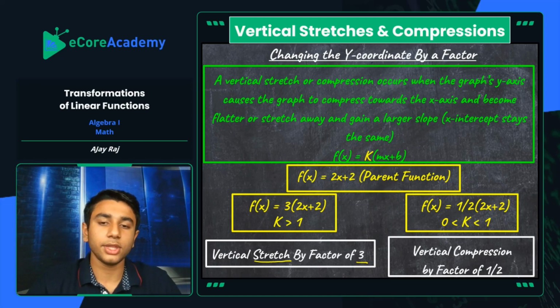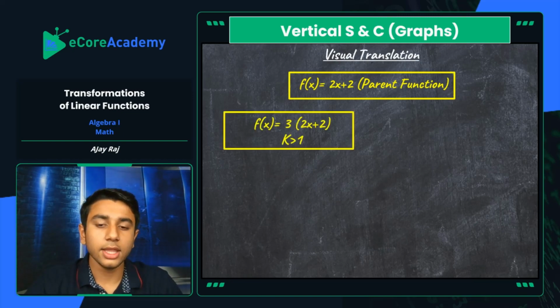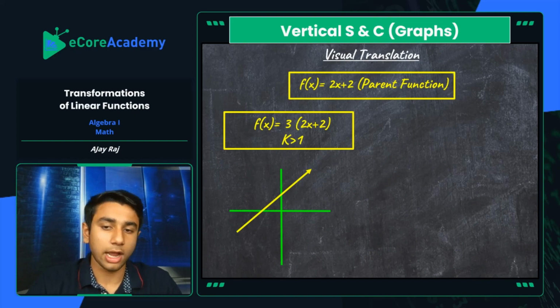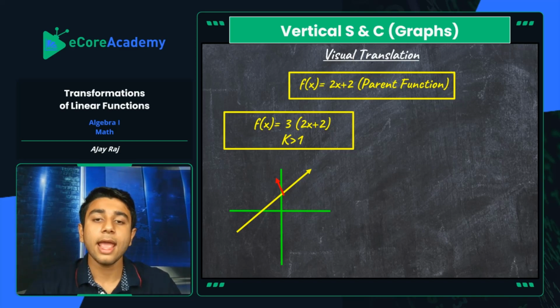So what exactly would that look like on a graph? So visual translations, what does that look like? We take our parent function, and then we alter it. We multiply by 3 in this case. And if we take a look at our graph, we're going to graph originally our 2x plus 2 function. Now what happens is, we know that when we have a value of k that's greater than 1, we stretch the graph. And when we're stretching the graph, we're putting it in terms of the x-axis.